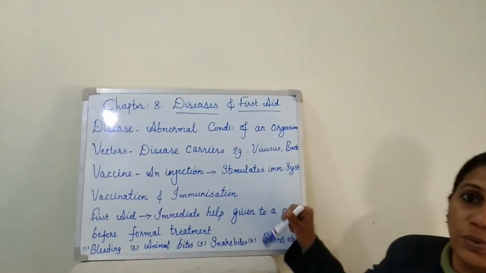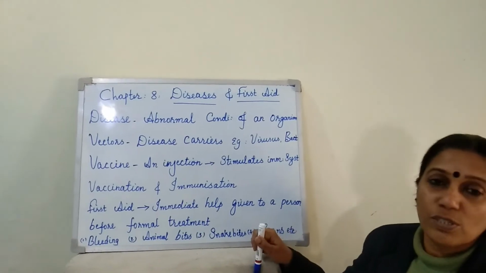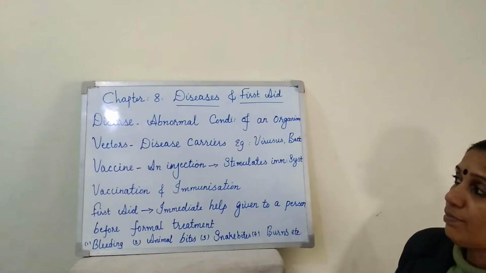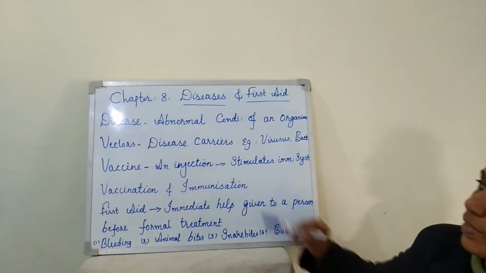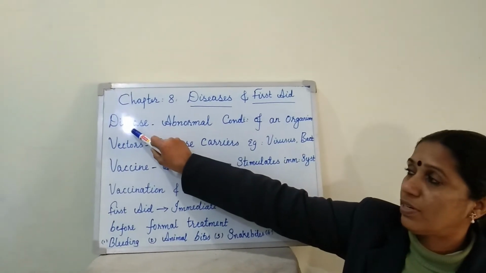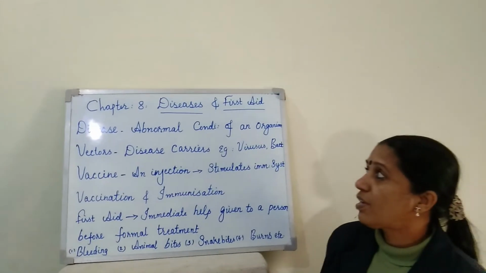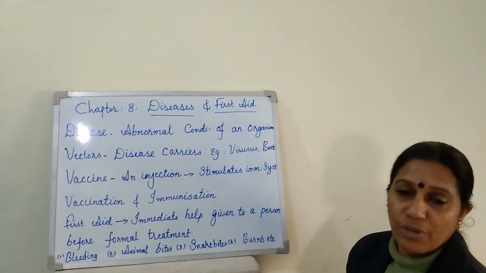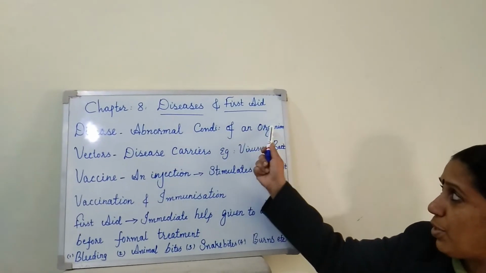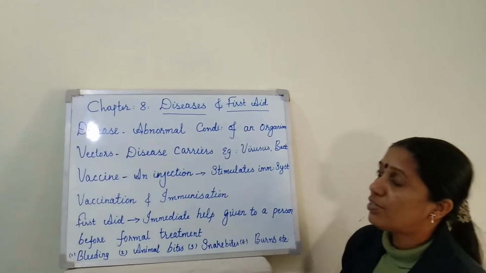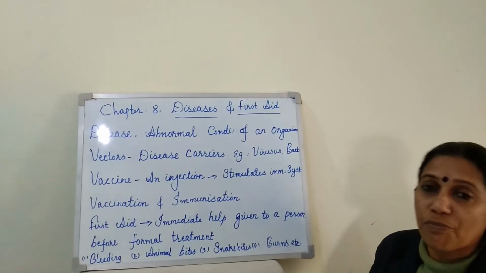In this chapter you already learned what contents are included in this topic. So let's revise what topics are here. The first topic is disease. We know that disease is an abnormal condition of an organism, and diseases interrupt the normal body function of an organism.